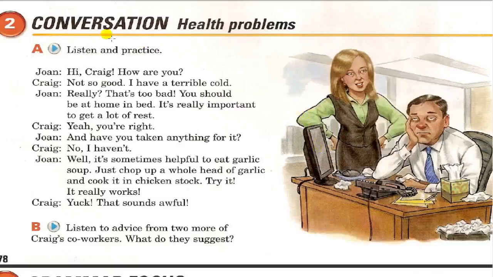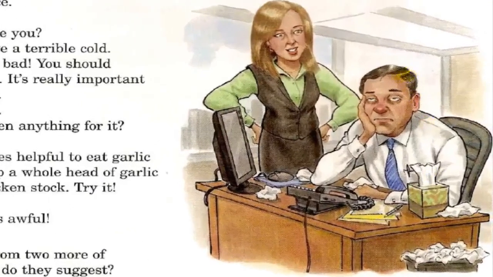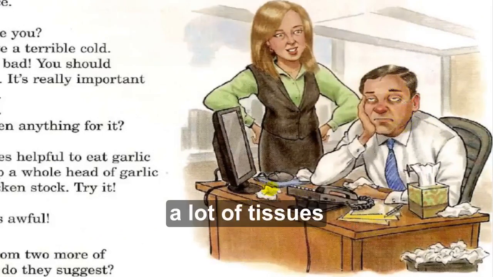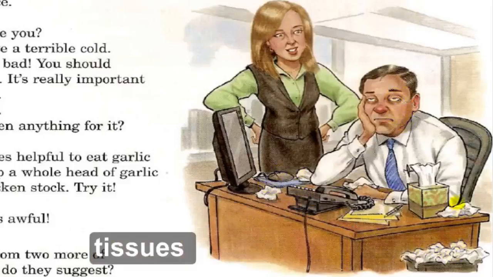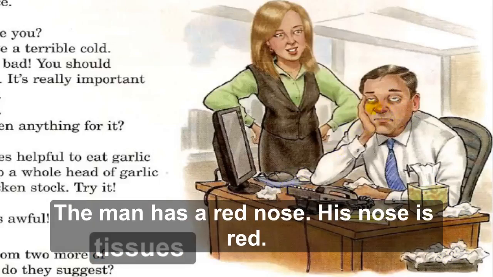Exercise number 2. Conversation. Health problems. Look at the picture. What do you see? Where are they? A young lady, a man, a lot of tissues. These are tissues. The man has what? He has a red nose. His nose is red. The man has a red nose.